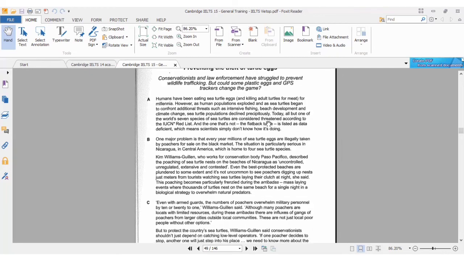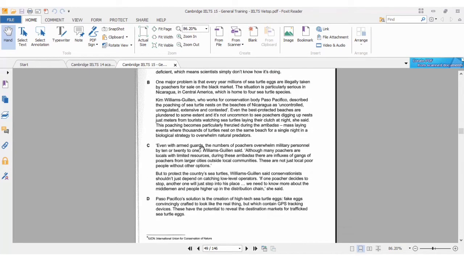Okay, so let's do C. Even with armed guards, the numbers of poachers overwhelm military personnel by 10 or 20 to 1. Williams Gillen said, although many poachers are locals with limited resources, during these arribadas, there are influxes of gangs of poachers from larger cities outside local communities. These are not just local poor people with other options, but to protect the country's sea turtles.